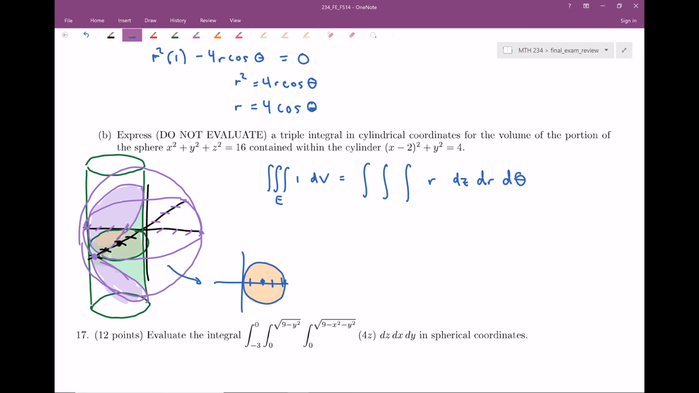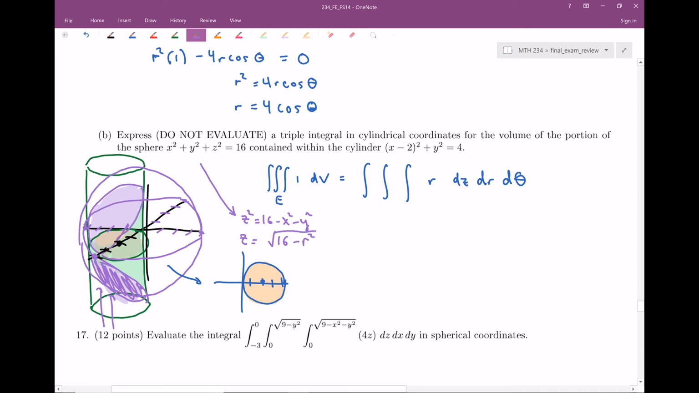Alright, so now I'm ready to start writing down our bounds. So we're first traveling in the z direction. So imagine I'm traveling in this nice z direction. I'm going to enter in through the bottom portion of the sphere. So if I was to take this and solve for z, I would get z squared is equal to 16 minus x squared minus y squared. And then I'm going to take the square root, and I'm going to get square root of 16. I know that I'm going to do this in cylindrical, so let's change this x squared plus y squared into r squared.